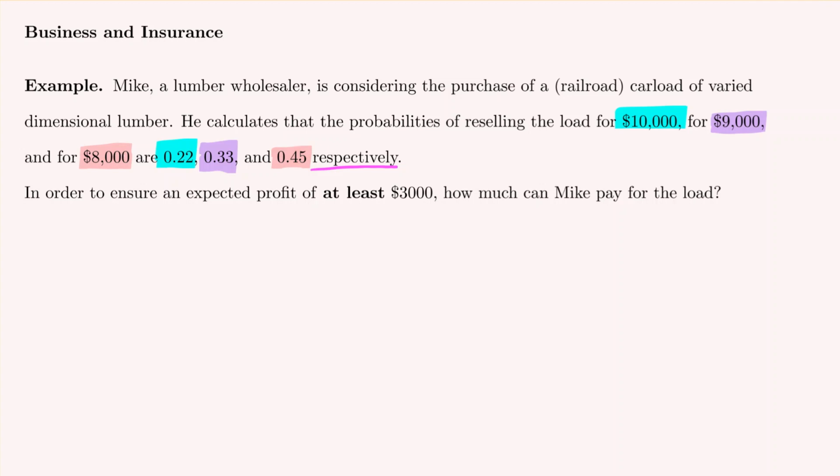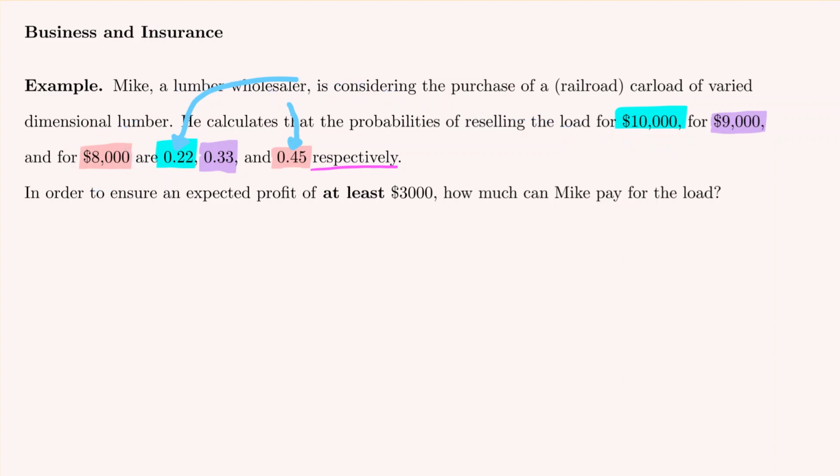Now we're asked, in order to ensure that the expected profit of at least $3,000 from this transaction, how much can Mike pay for the load? So for instance, reselling the load for $10,000 is, of all the options, the least likely, right? 0.22. We know closer to zero, the least likely it is to occur. So the most likely price that he'd be able to sell it for is $8,000. It has a probability of 0.45.